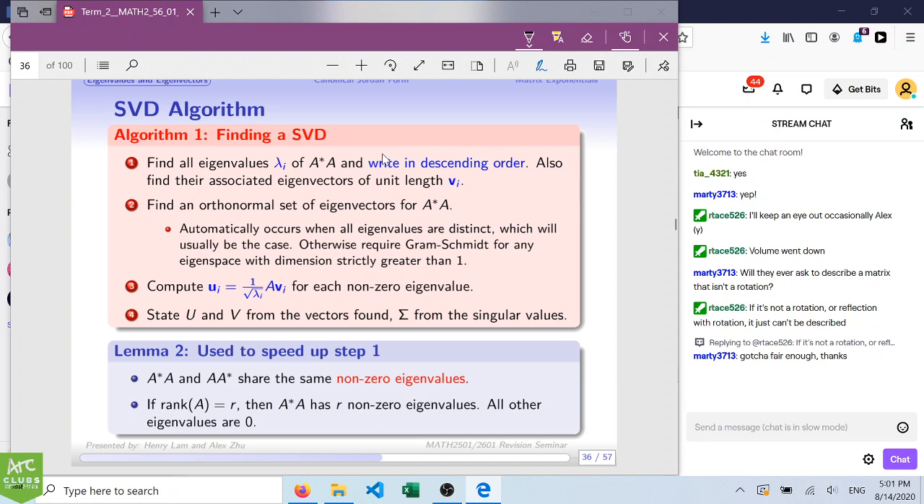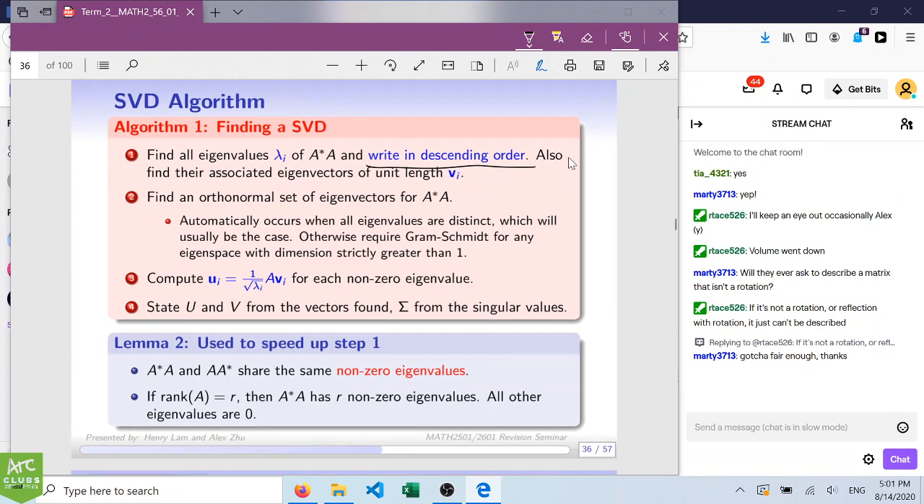And then write that number in descending order. Okay, so this step is pretty important because it needs to be normalized, and that's kind of the convention to maintain the eigenvectors in the order that we want. Now, the next part we want to find the associated eigenvectors of unit length vi.